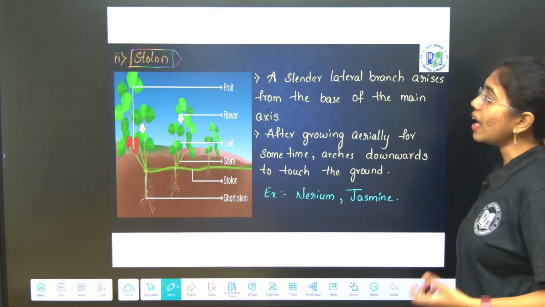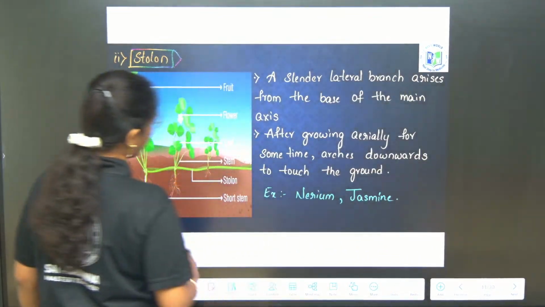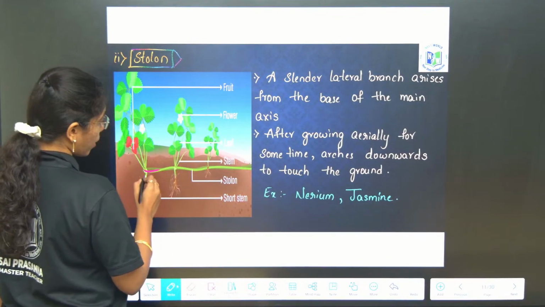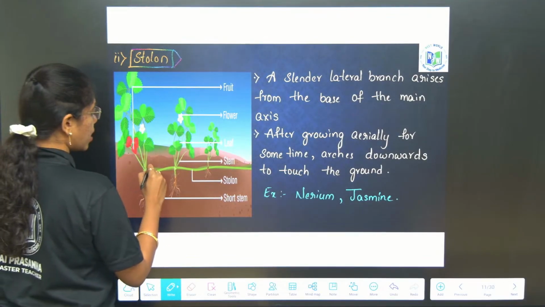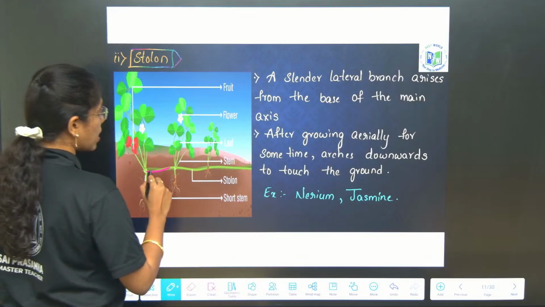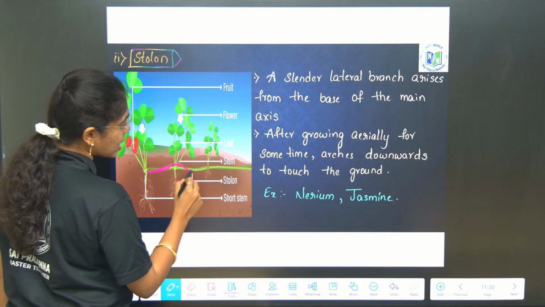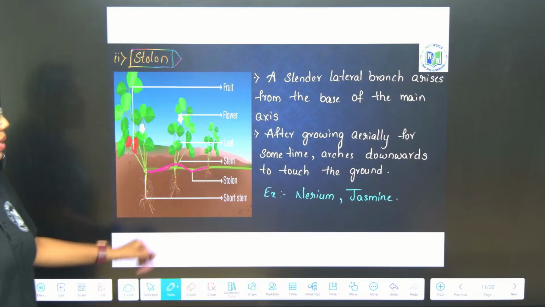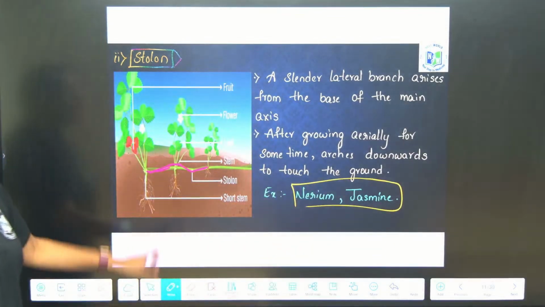And then you see stolon, wherein a slender lateral branch will arise from the base of the main axis. This lateral branch, after growing aerially for some time, arches downwards and touches the ground. Best examples are Nerium and Jasmine. These are the examples of stolon.